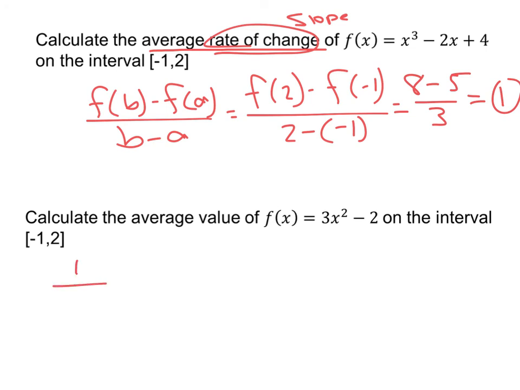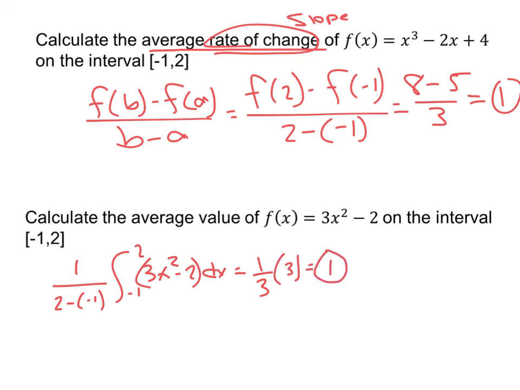So this is average value, so 1 over b minus a, integral from a to b, 3x squared minus 2 dx. So that's 1/3, and then I'm going to grab my calculator here and do another math 9 quick. So -1 to 2. Sometimes we'll do it with our calculator, sometimes we'll do it by hand. I'm just looking for a value here, and I get a value of 3, and that also turns out to be 1. Huh, that's interesting.